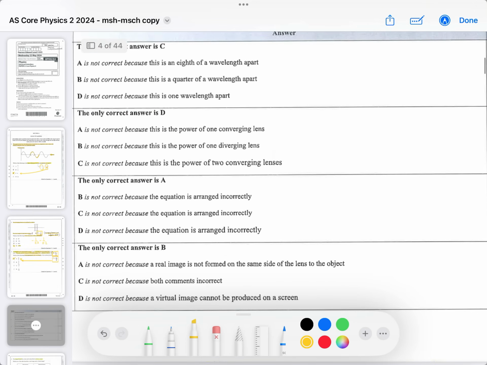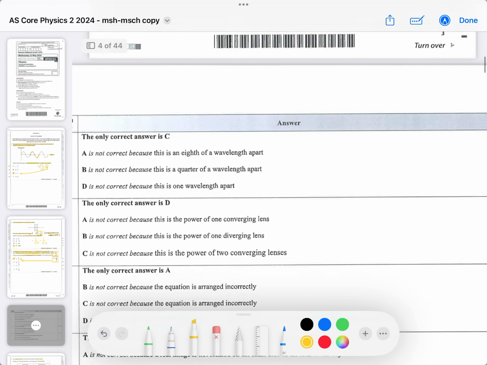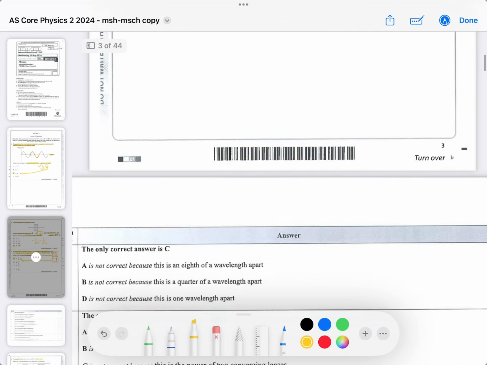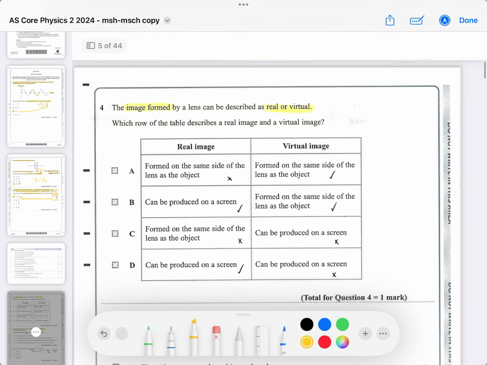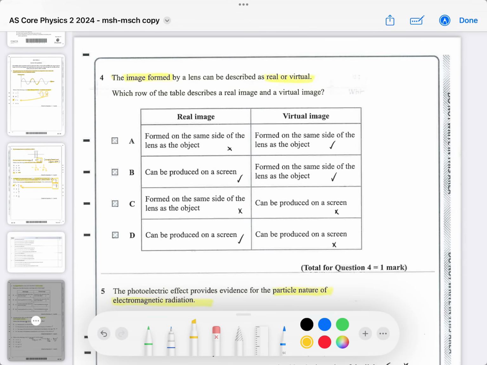There we go, that's the multiple choice for the first 4 questions. We haven't met question 4 yet. So the answer to 4 we can see is B, and let's see why. The image formed by a lens can be described as real or virtual. Which row describes a real image and a virtual image? In other words, which row has both definitions correct? Basically a real image can be produced on a screen, so we're looking for B or D.